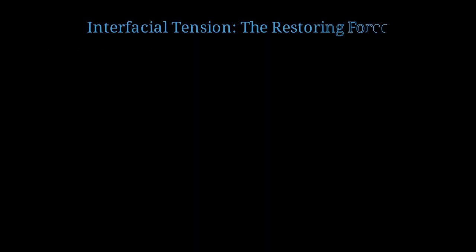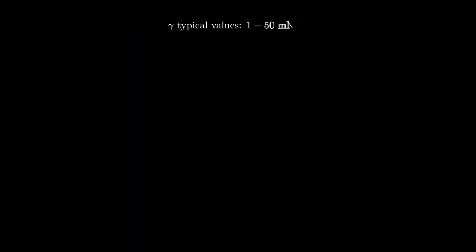Now let's talk about interfacial tension. This is the unsung hero of droplet microfluidics. Interfacial tension gamma typically ranges from 1 to 50 millinewtons per meter for oil-water systems. Surfactants can lower this dramatically. Lower interfacial tension makes droplets easier to deform and break up. This increases the capillary number and can shift you to a different regime.